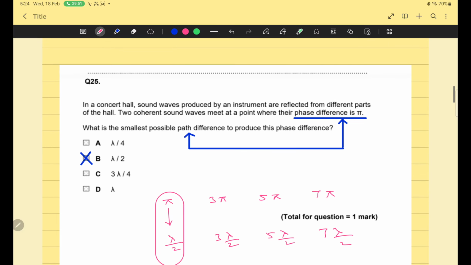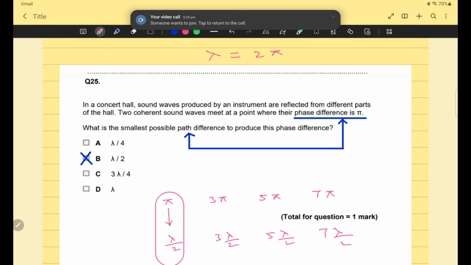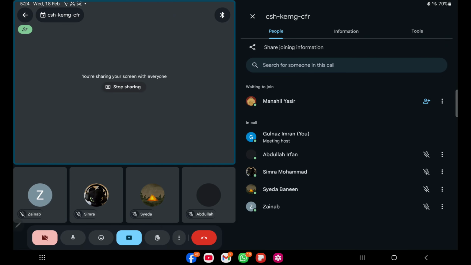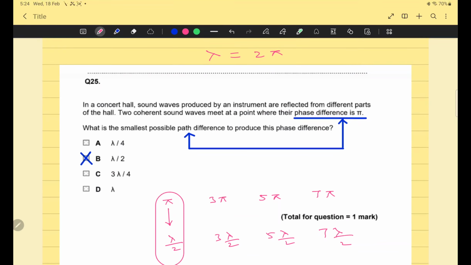And we have another way. You know, 1 lambda is equal to 2 pi. When we studied the topic of phase difference, I taught you that 1 lambda is equal to 2 pi. If I divide both sides by 2, then obviously pi radian is equal to lambda by 2. So your answer, Banin, is perfect in all ways.